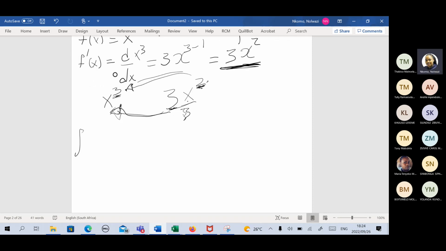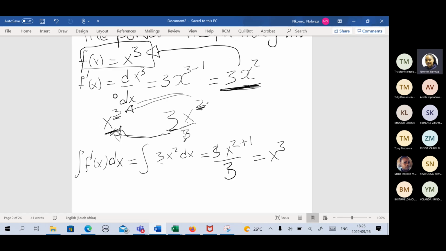Okay, this means the integral of f prime at x with respect to x would be, okay, we said f prime at x is 3x squared, right? And we are integrating with respect to x. Remember, we said to move from here to here, we first have to divide by 3. We'll divide by 3 and we'll add 1 here. Initially we had 3x squared, right? And we said we'll add 1 and we'll divide by 3. And if you simplify this, this would be x cubed, right? Which is our original function, which is f at x.